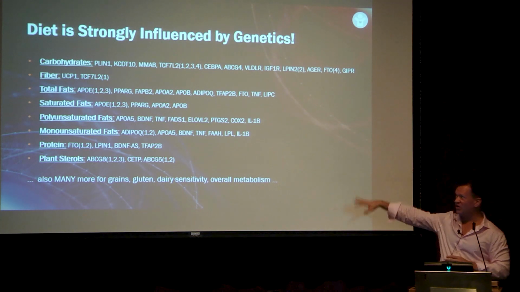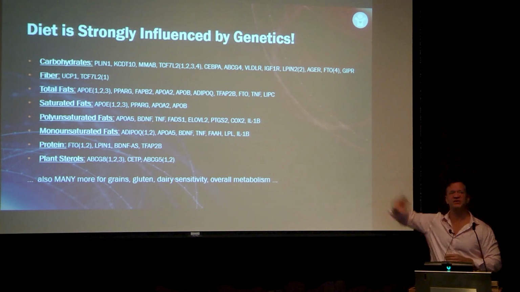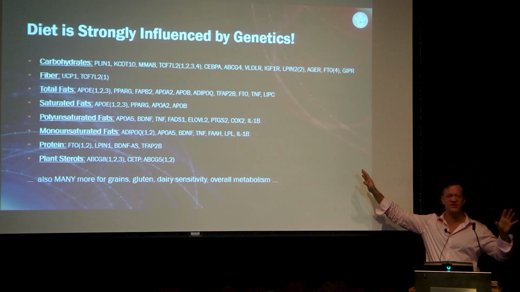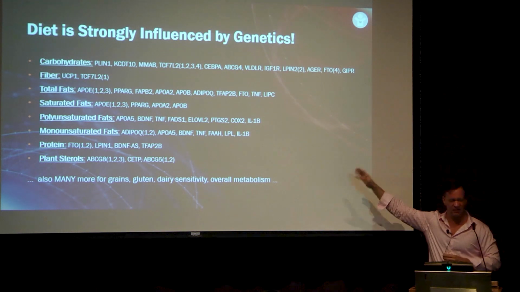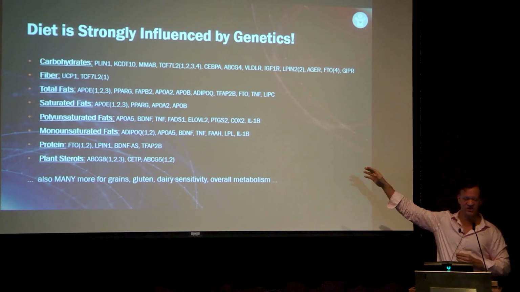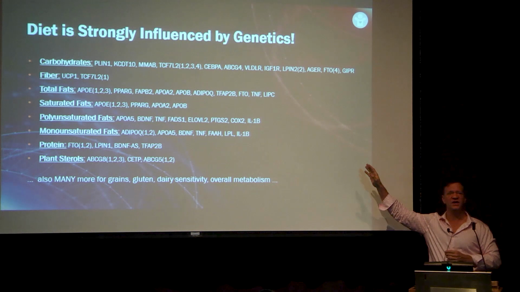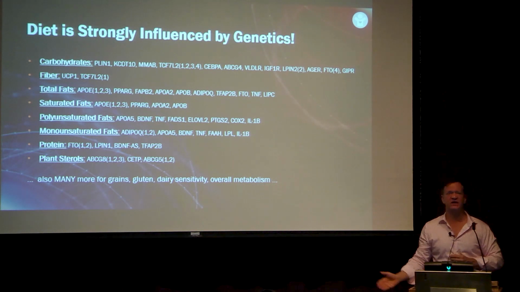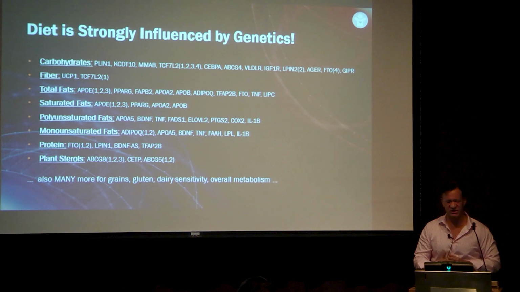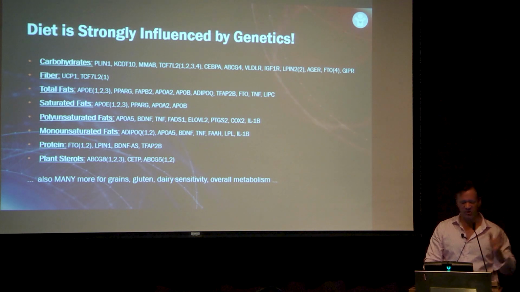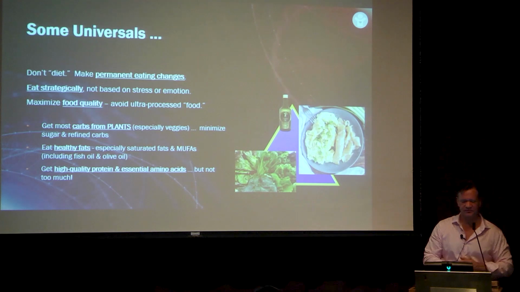I'm not going to read all the individual genes on this slide, but I thought I would just put this here to give you a sense of how many genes are involved in processing carbohydrates, fiber, total fats, saturated fats, etc. If you analyze your DNA, you can find out which of these genes you have and what your responses to some of these are going to be and how that actually should impact your diet. Also a lot more for plant sterols, protein, gluten, dairy sensitivity, and so on.